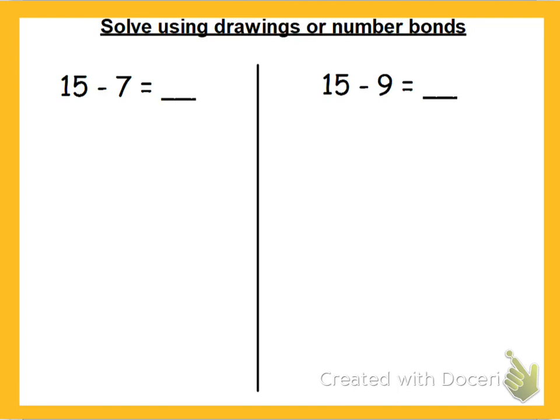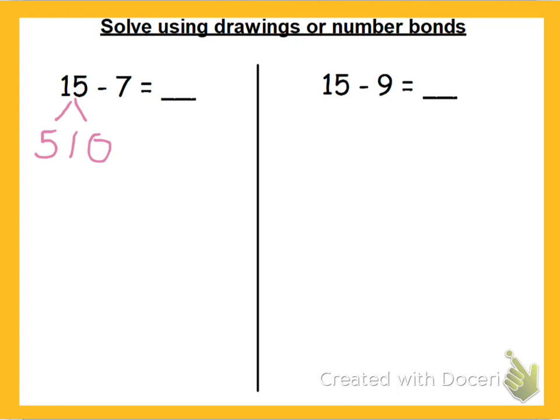So looking at this, 15 minus 7. First thing we're going to do is break apart the teen number the 10 way. So you're going to break apart 15 the 10 way. So 10, 5. Now the reason why I'm putting the 10 on this side is just because it's closer to that 7.